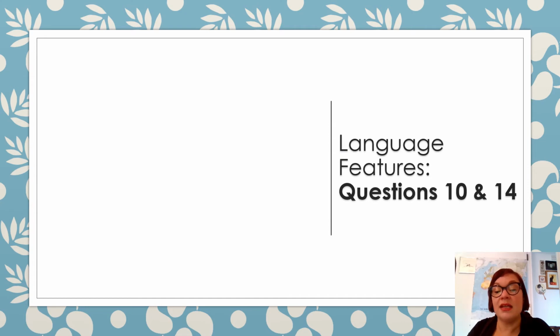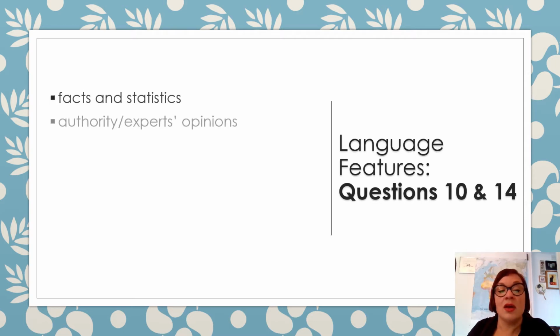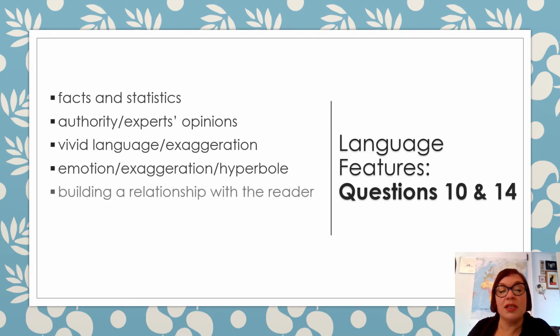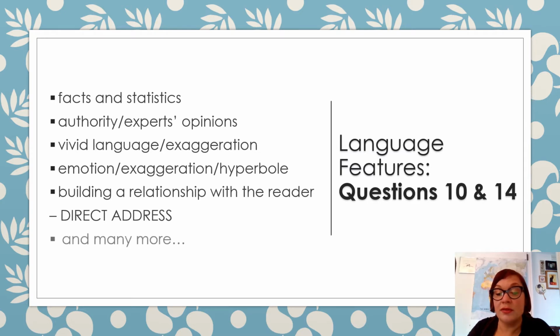Now, questions 10 and 14 are about language features, and they are things like facts and statistics, authority or experts' opinions, vivid language, exaggeration, emotion, hyperbole, building a relationship with the reader, which is called direct address, right? So, can you remember what else language features might be called? Literary features, okay? So let's look at these a little bit more.